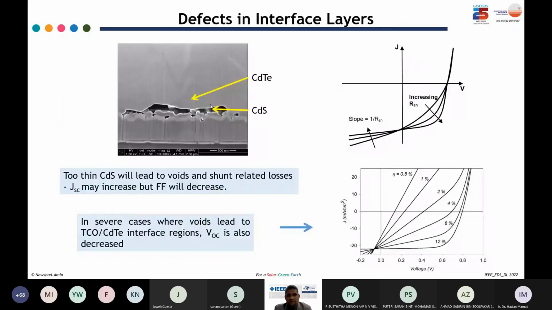And in the case of thinner cadmium sulfide, by any process there is a chance of pinholes like this, or voids in the interface region, if you do not take care of the deposition process. These will create shunt paths, and the solar cell efficiency will drastically deteriorate this way.